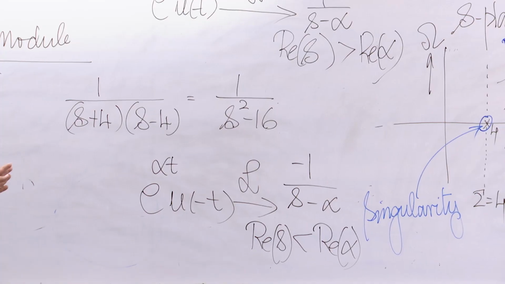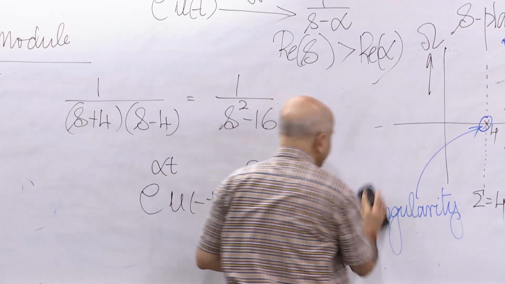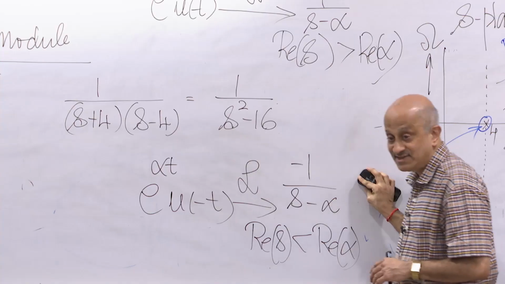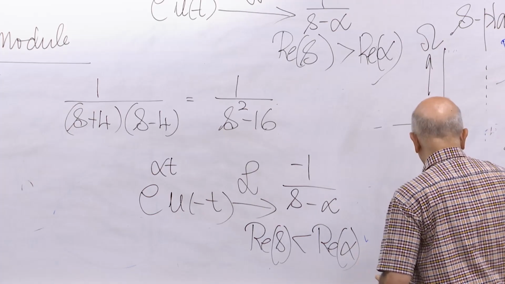How will I solve this? How will I solve for partial fractions? Please tell me the partial fraction expansion.